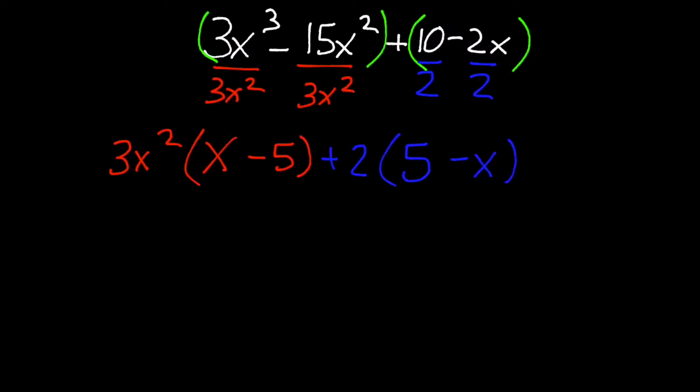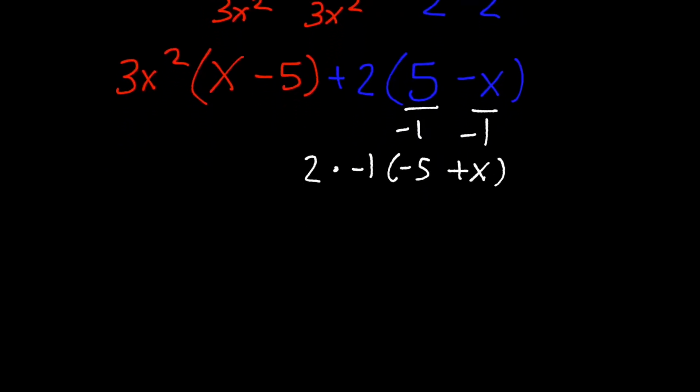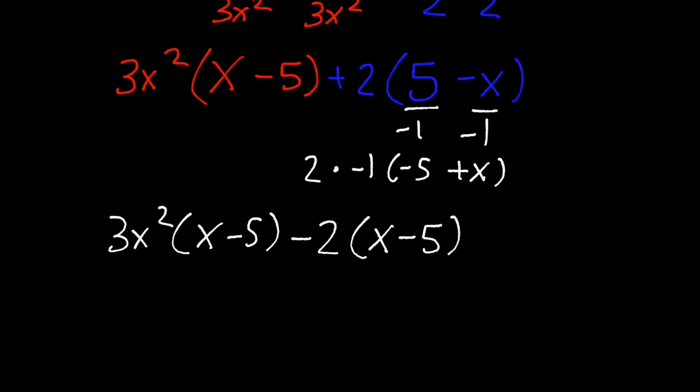So what I can do is I can take out of here a negative 1. I'm going to divide each by a negative 1. That will give me a negative 5 plus x, and that negative 1 is going to multiply against the 2 outside of there. And we're going to have then 3x squared times x minus 5 minus 2 times x minus 5. I just rearranged these.